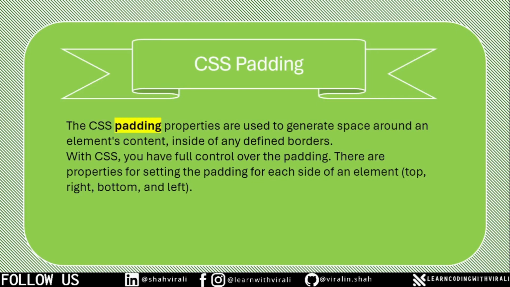Welcome to episode 10 of the Introduction to CSS Beginner Series, wherein we'll be understanding how to give padding to our elements in the HTML web pages. So let's get started. The CSS padding properties are used to generate space around an element's content inside of any defined borders. So with CSS, you have full control over the padding. There are properties for setting the padding for each side of the element, unlike margins: top, right, bottom, and left.